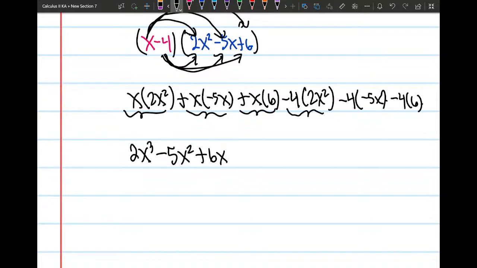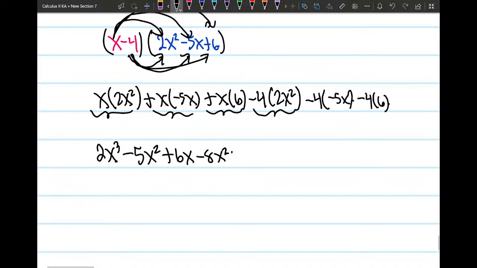And then negative 4 times 2x squared is negative 8x squared. Negative 4 times negative 5x is plus 20x. And then negative 4 times 6 is minus 24.